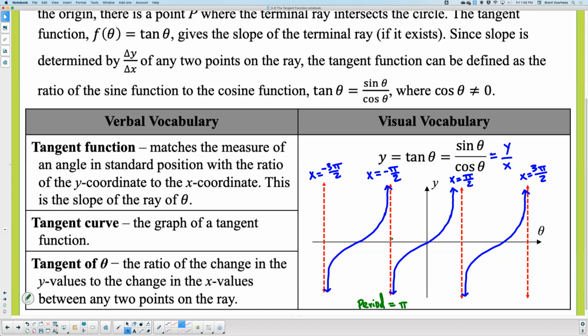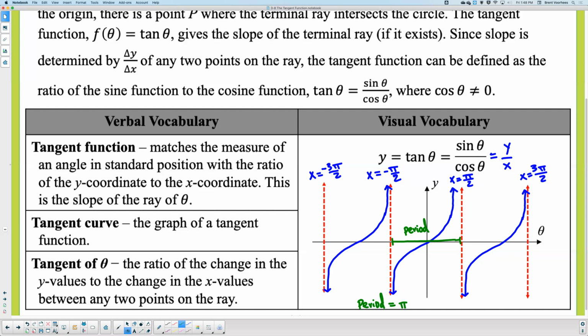So just a reminder what that period means. From the start to the finish, which with sine and cosine, we'd say max to max. But tangent will not have a maximum because it approaches infinity, nor will it have a minimum because it goes to negative infinity. But that period there is 1 pi from asymptote to asymptote.